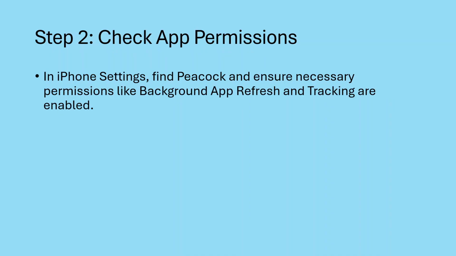Step 2. Check app permissions. In iPhone settings, find Peacock and ensure necessary permissions like background app refresh and tracking are enabled.